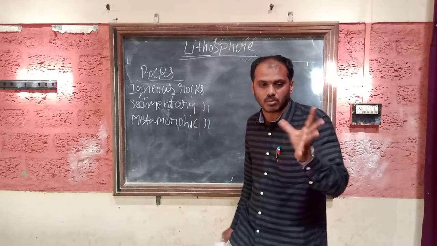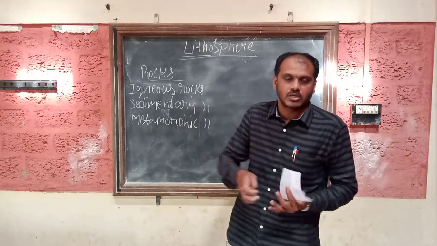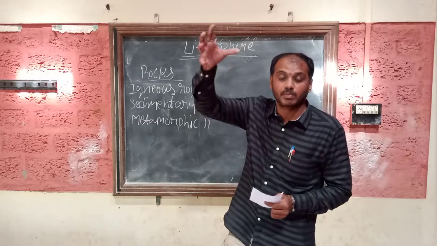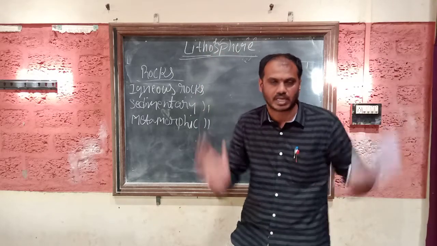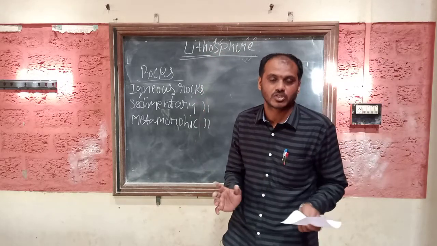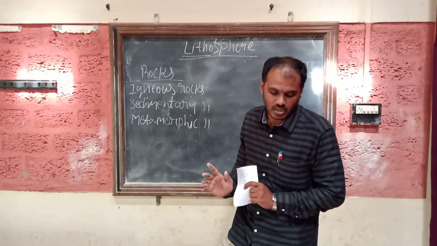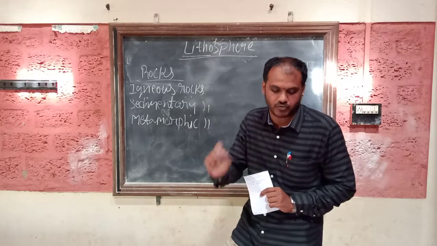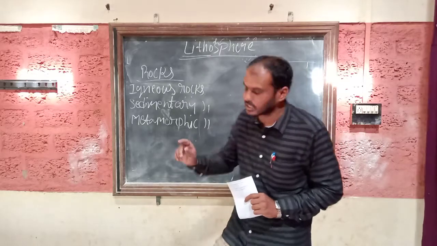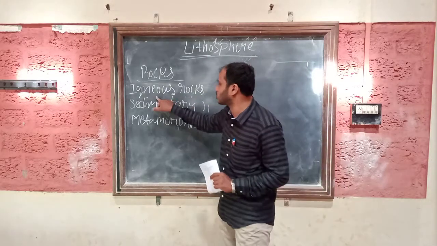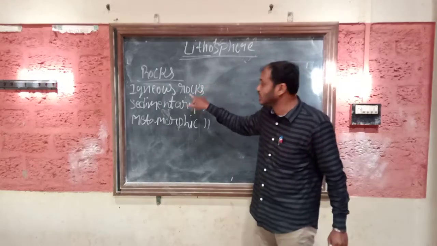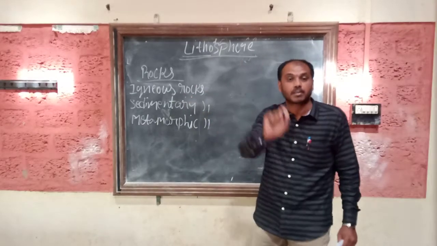The molten matter will be in the partially liquid form. When that molten matter is cooled, it will become solid. So that is called the igneous rock. Igneous rocks were the first to be formed. Therefore, they are called the primary rocks.